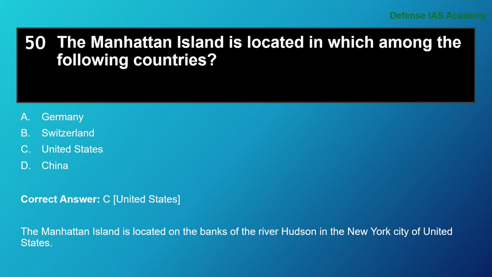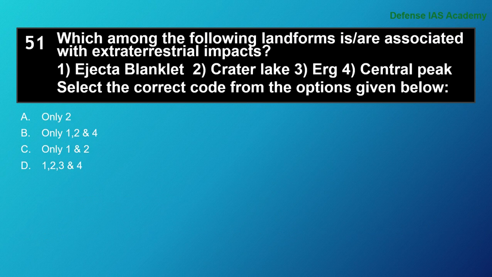Next question, the Manhattan Island is located in which among the following countries? The answer is option C, United States. The Manhattan Island is located on the banks of the river Hudson in New York City of the United States.